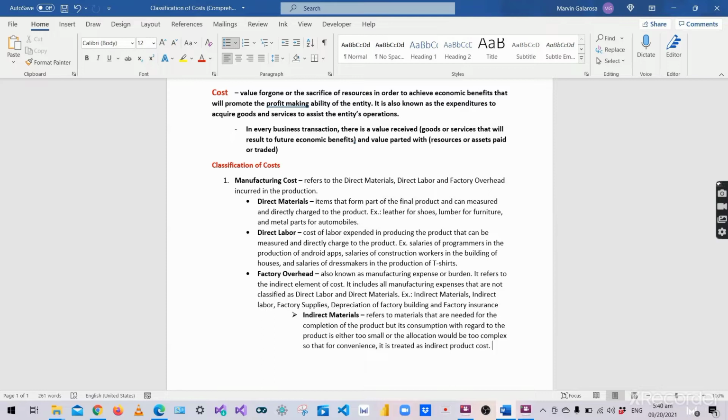Ano-ano yung mga examples na to na ang consumption is too small or yung pag-allocate niya sa bawat product is masyadong complex. Hindi mo siya ma-measure or ma-charge directly sa particular na product. Halimbawa niyan is glue and polish in the manufacture of shoes.